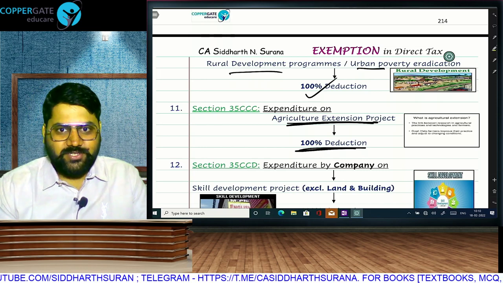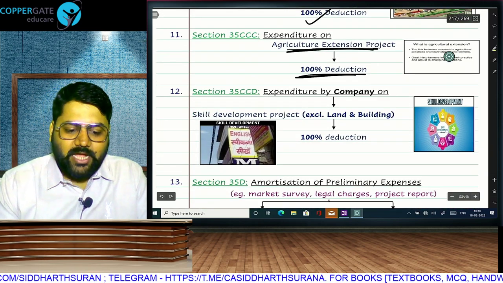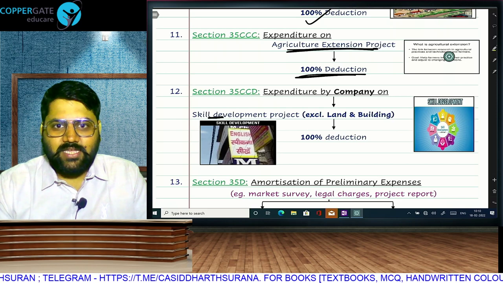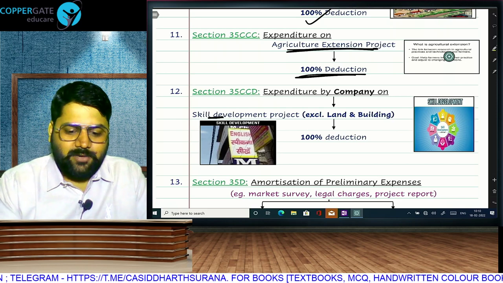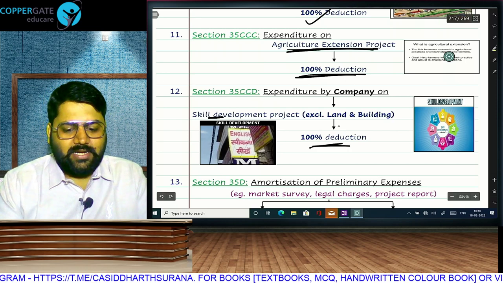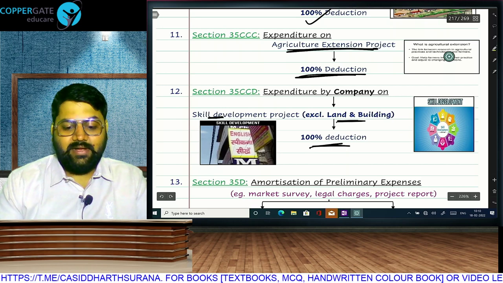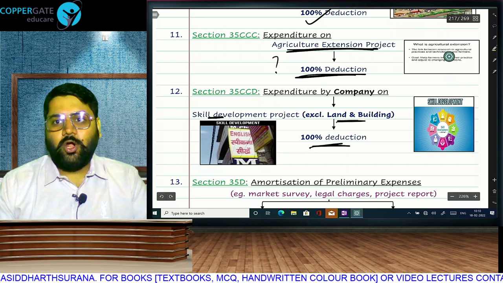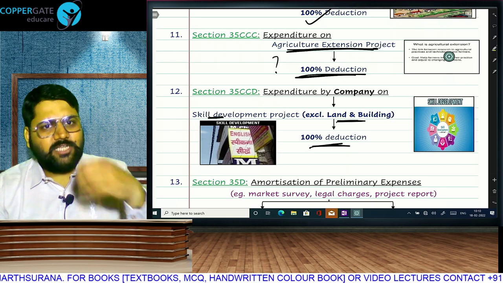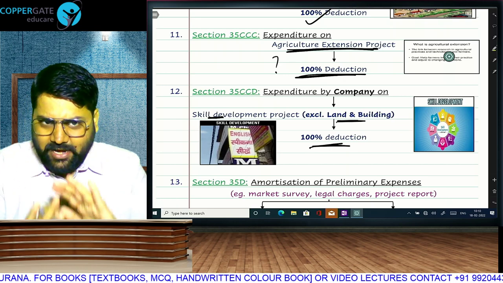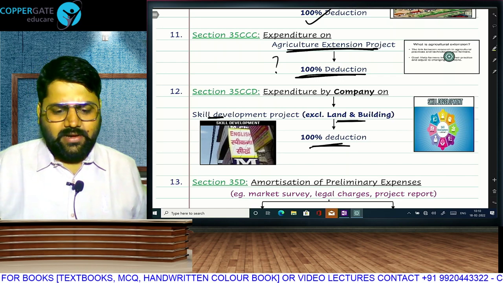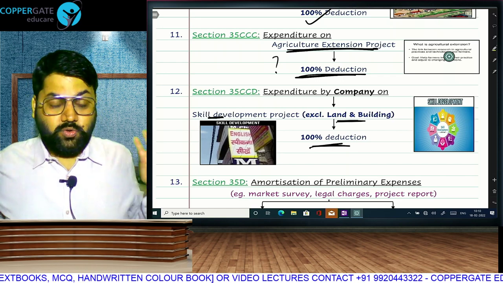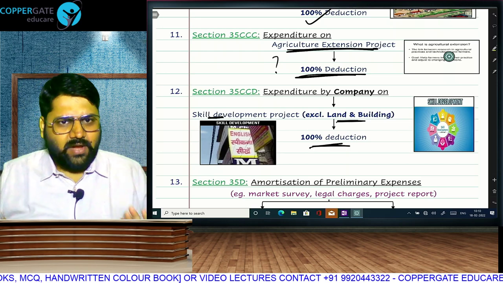35CCD, expenditure on skill development project, 100% deduction again on all capital and revenue. Here they have mentioned excluding land and building, so there will be a controversy. Sir, what about here? They have not mentioned. Because they have not mentioned, you can take, but I would still suggest, land, we are all aware, nowhere do we get any deduction. But since they have not mentioned it, you can say, no sir, I will take everything. You take it and fight with your AO.